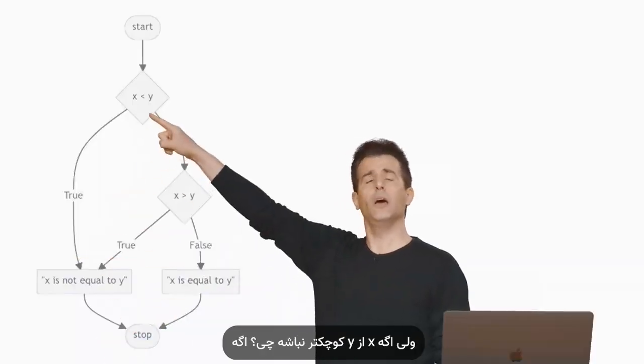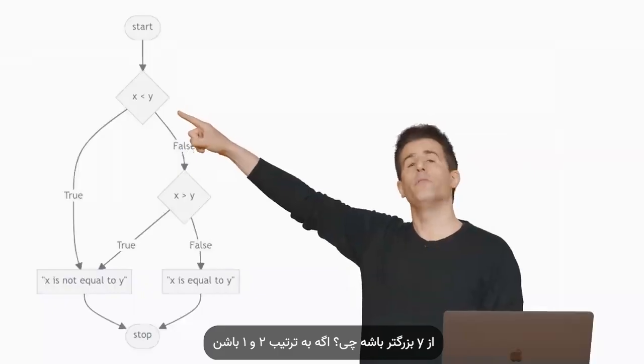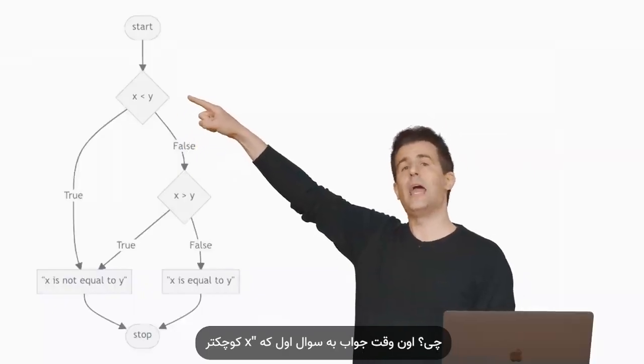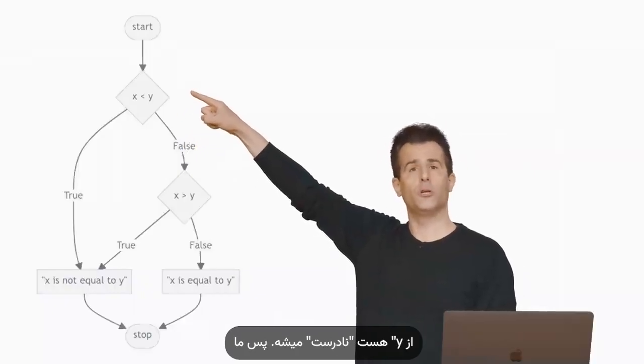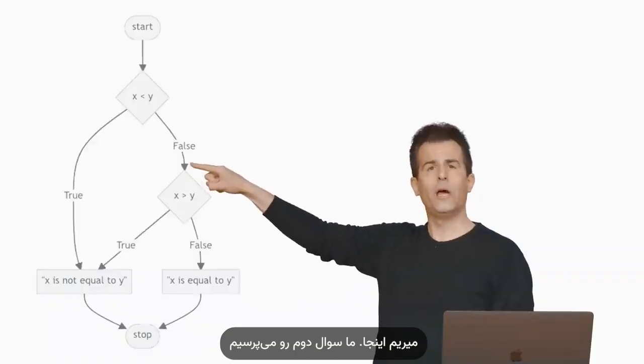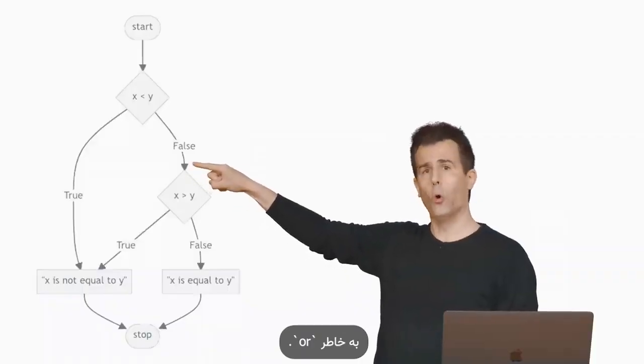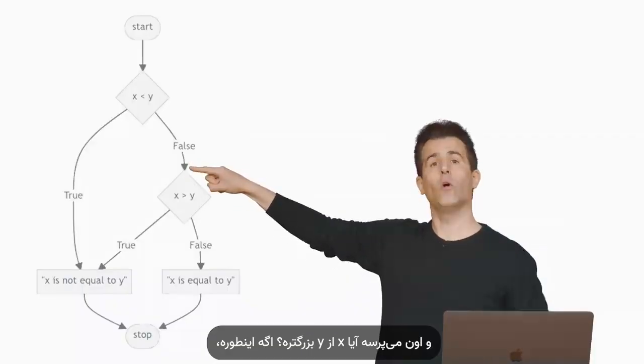But what if x is not less than y? What if it's greater than y? What if it's 2 and 1 respectively? Then the answer to x less than y's first question is false. So we go here. We ask the second question because of the or. And that asks, is x greater than y?